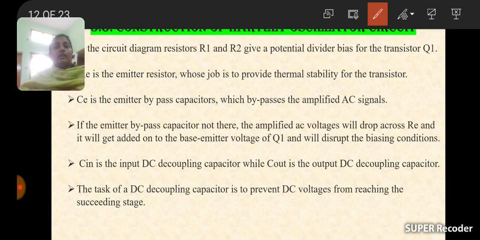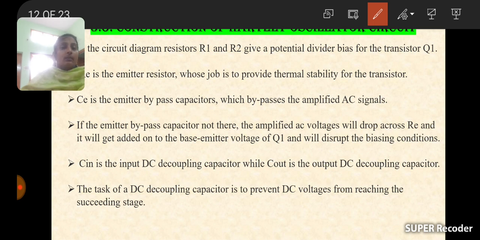The emitter resistor's job is to provide thermal stability. And the circuit diagram also consists of resistors R1 and R2. Already I said many times, it provides potential divider biasing of the transistor. And CE is the emitter bypass capacitor which bypasses the signals to the ground.